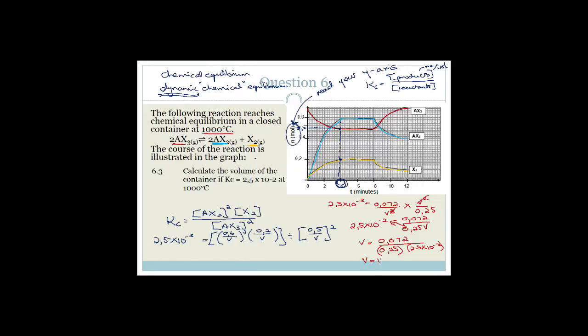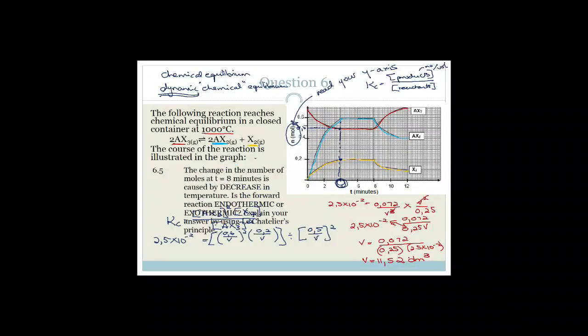So the volume is 11.52. And what is volume measured in? I'm really hoping that you'll all be shouting that the SI unit for volume is decimeters cubed. Decimeters cubed. Right, and that's how you would calculate the volume. It's actually a very nice question. Moving on. Okay, so let me just erase all my writing now.